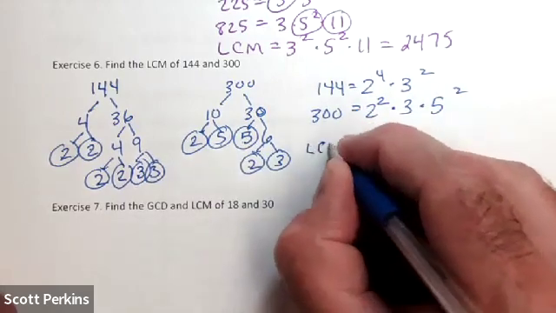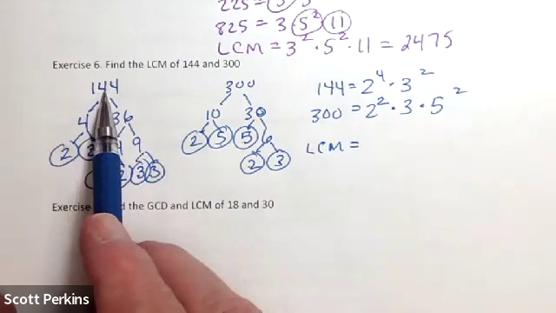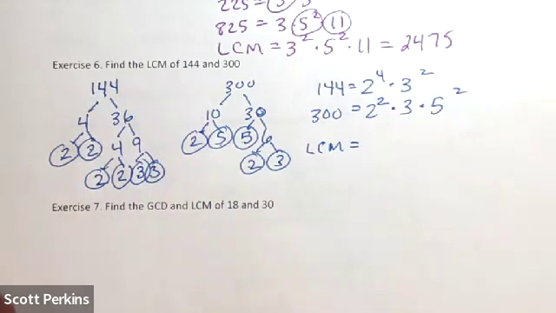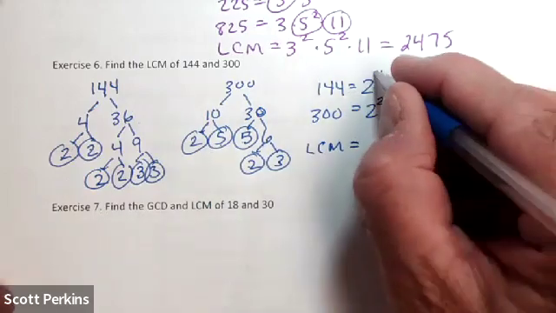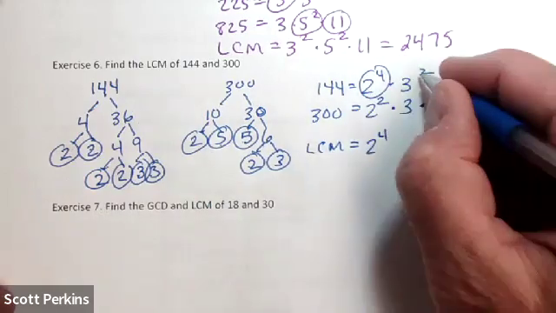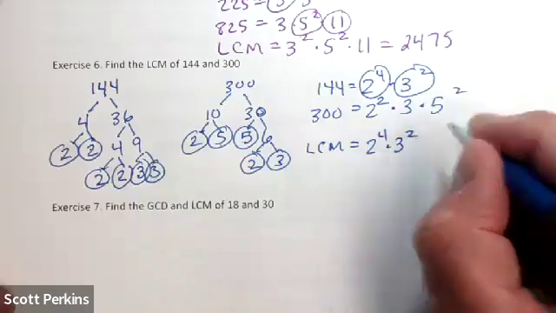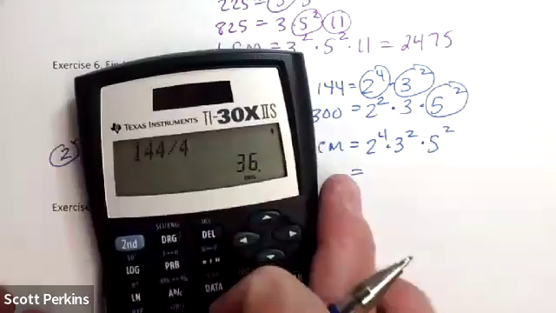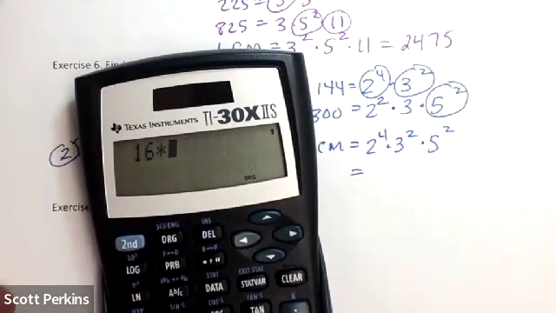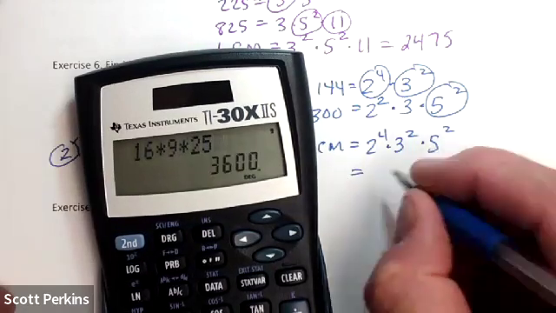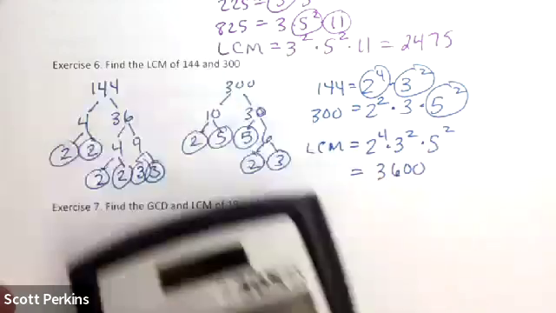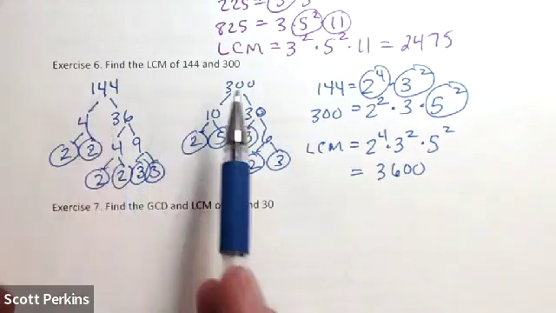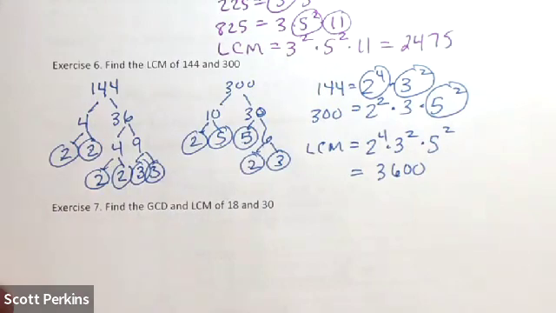So the least common multiple, the smallest number that both 144 and 300 would both divide into, I'm going to take every factor I see. I am greedy for factors. So I'm going to take all 4 2s. I'm going to take both 3s, and then I'm going to take 5 squared. And I'm going to throw that down into my calculator. 2 to the 4th is 16. 3 to the 2nd is 9. 5 to the 2nd is 25. And that is 3,600, the smallest number that both 144 and 300 divide into.